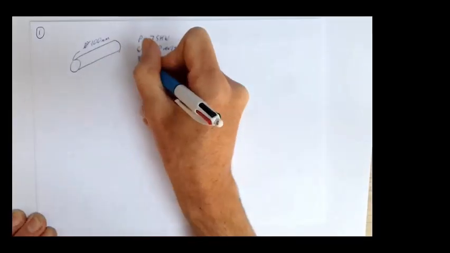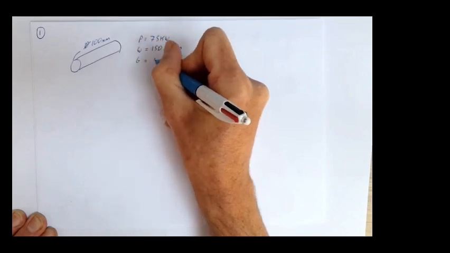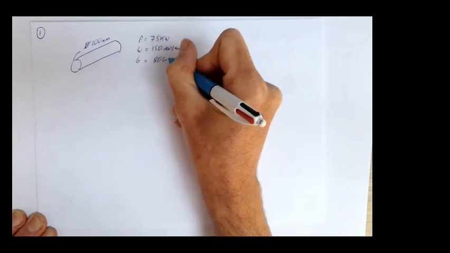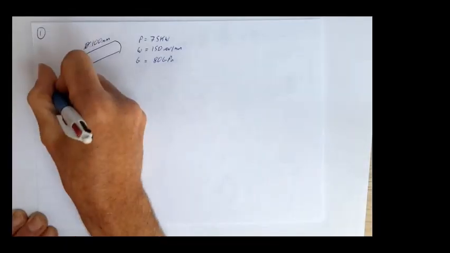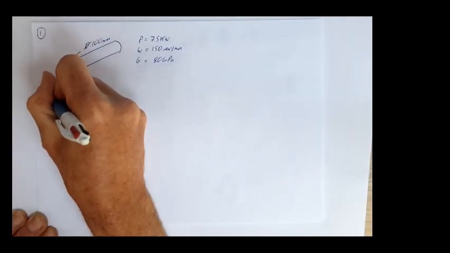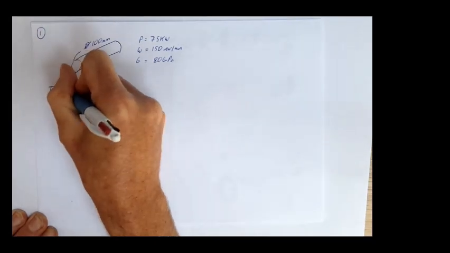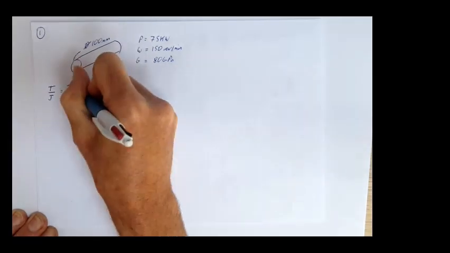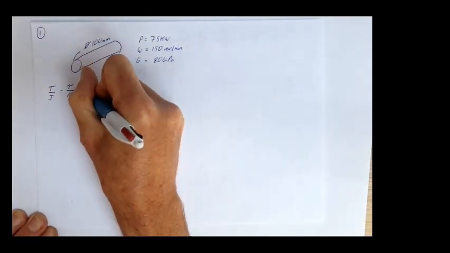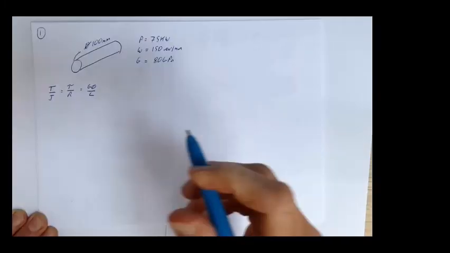And G, the shear modulus, is 80 gigapascals. So what are we going to need? We're looking at determining the value of the maximum shear stress. So looking at the simple theory of elastic torsion, we know T over J equals τ over R equals G theta over L.